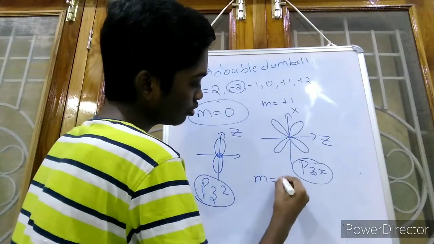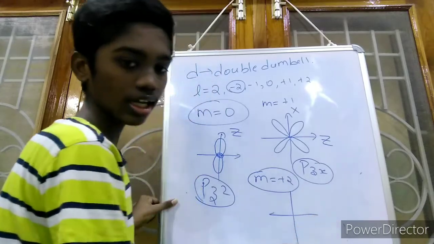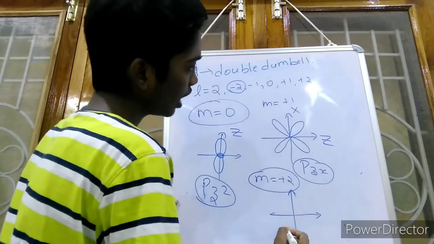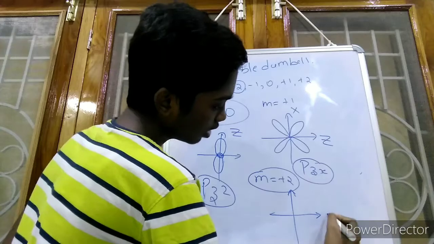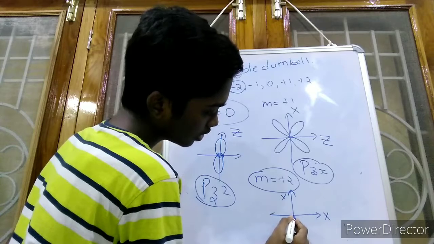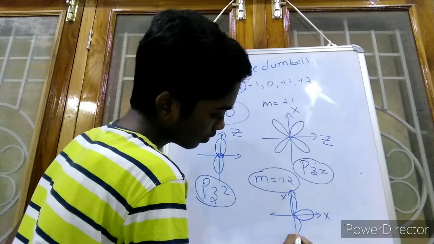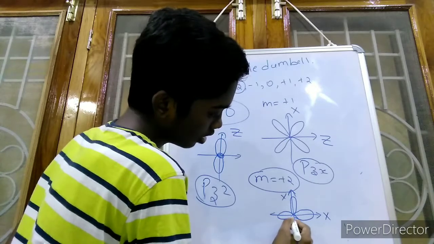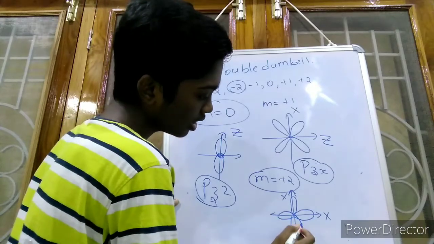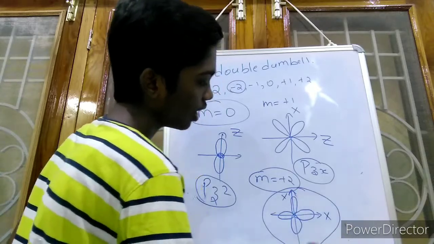And for m value +2, the entire structure will be different. If we take the axes, the downward axis must be the x-axis and the upward axis must be the y-axis. And we have to draw like this. In the case of m value +2, we have to draw differently. In this case, all the dumbbells are symmetrical. The dumbbells are divided by the axes. So this is the structure for m value +2.